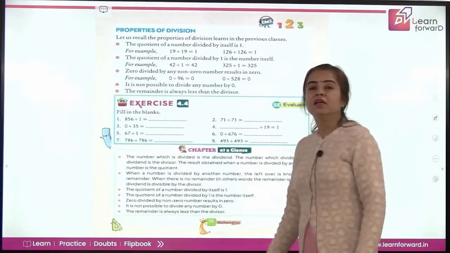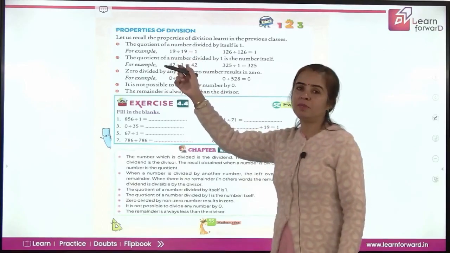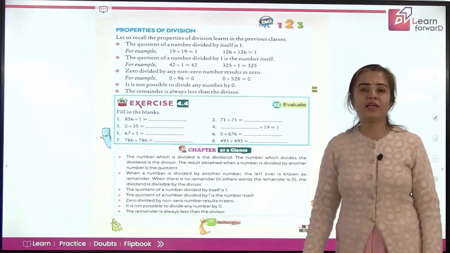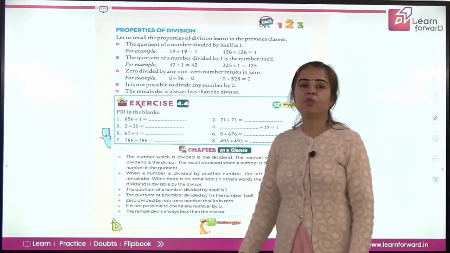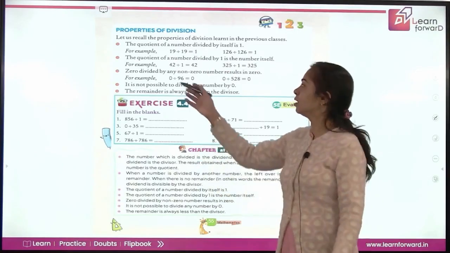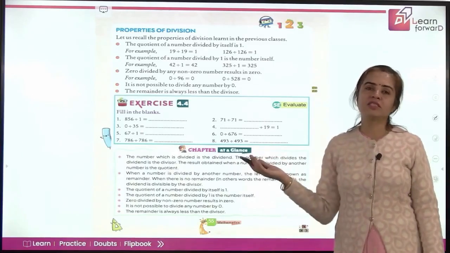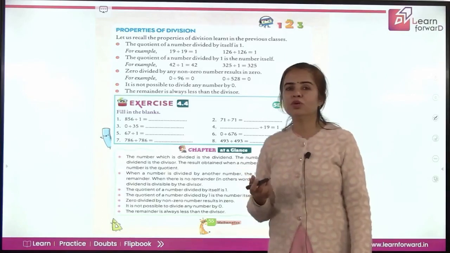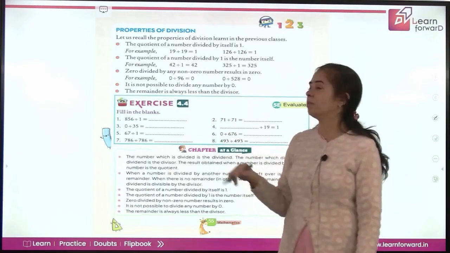Now let's learn some properties of division. We have already learned them in previous grades. Let's recall. The quotient of a number divided by itself is 1 and the quotient of a number divided by 1 is the same number. 0 divided by any non-zero number, what's the answer you get always? It is 0. And do you think division by 0 is also possible? No, it is not possible to divide any number by 0.